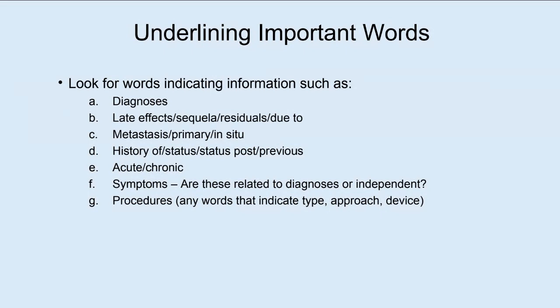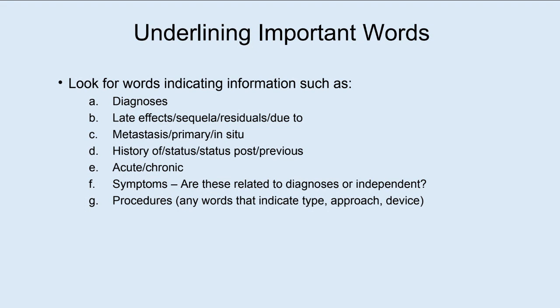Words that indicate a diagnosis, a late effect, a sequelae, a residual, a due to, whether there's a metastasis, whether it's primary or in situ, any history of, status post, previous, any indication of acute or chronic, and symptoms. Now these are tricky, and we're going to talk about this in a few minutes. Are the symptoms related to the diagnosis or not? That will determine whether or not they're reported. And then of course you look for any procedures, any words that indicate the type of procedure, the approach, or device.